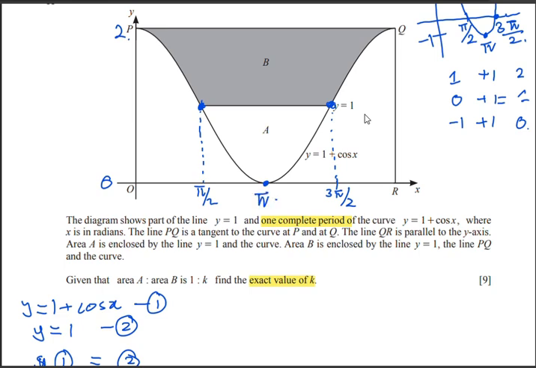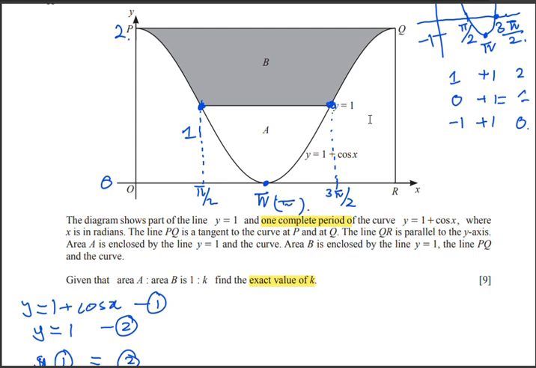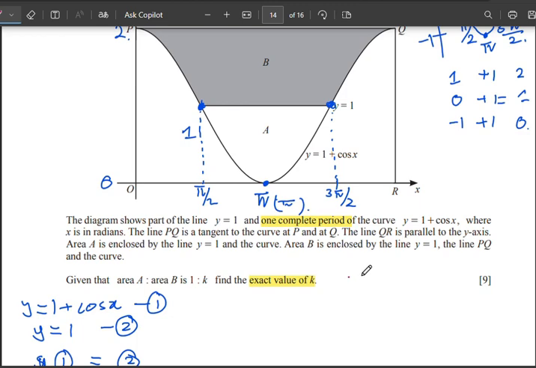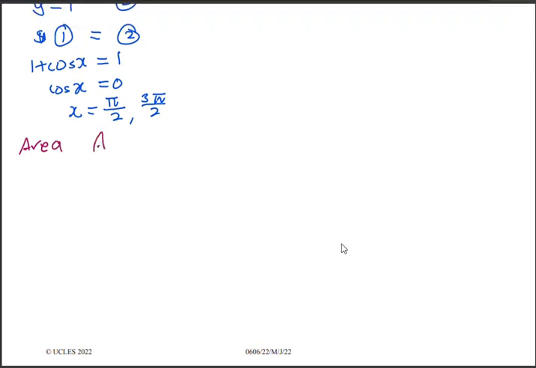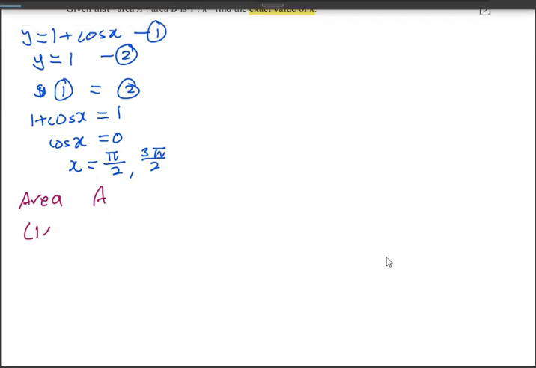Now let's start. This question might be a little bit tricky. Firstly, what can I do? I know that this part is 1, and this width is 3 pi over 2 minus pi over 2, which is 2 pi over 2, which is pi. So this part has a total area of pi. I'm just going to change to another color. Let's start finding area A. Area A has to be the total area, which is 1 times pi.